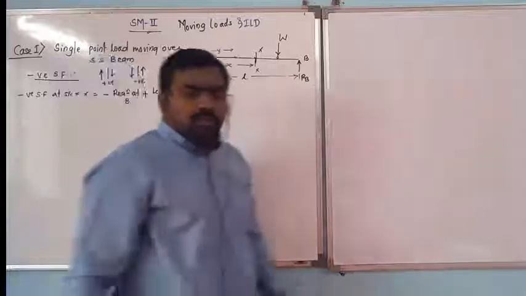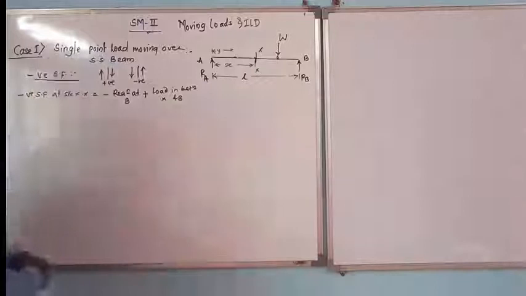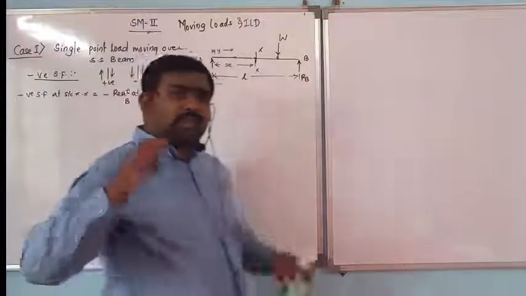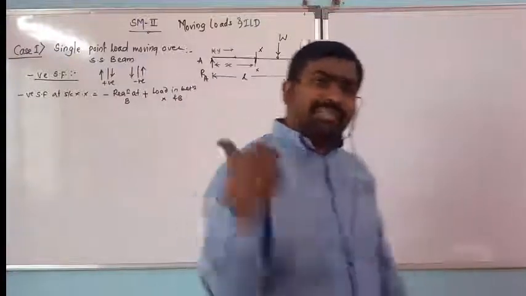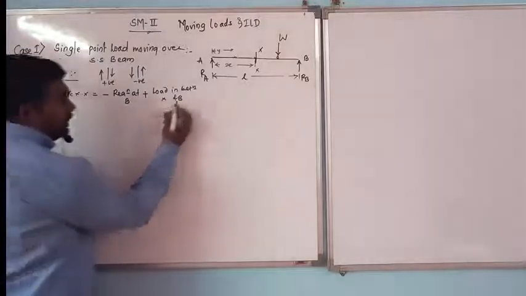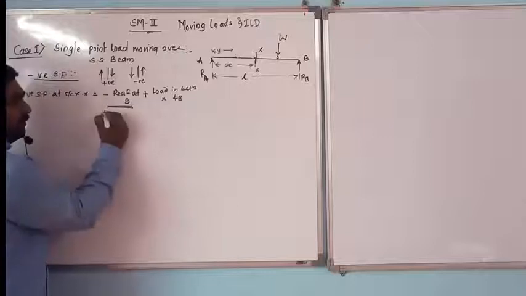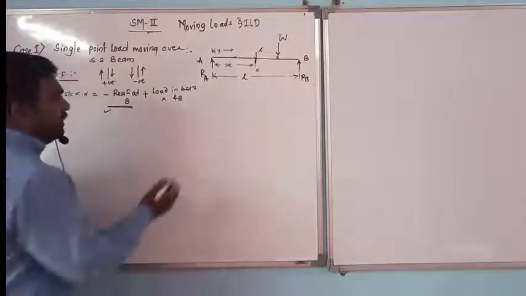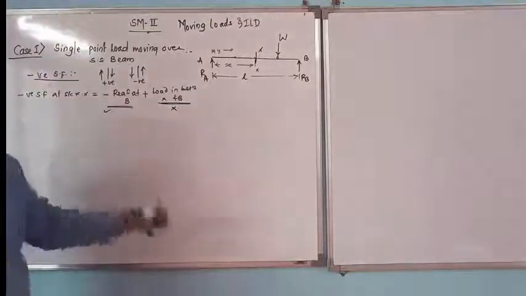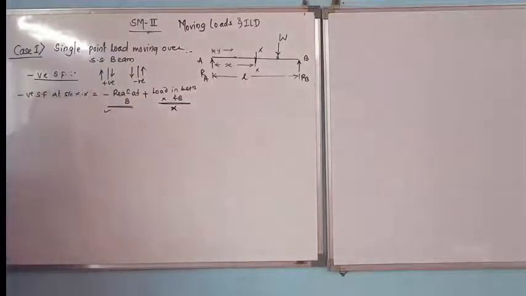Now the second thing which I want is the maximum negative shear force. I need to go for this negative shear force, not only the negative shear force. I want to know where the maximum negative shear force is, when the maximum negative shear force will act. So to get the maximum negative shear force, since I want the negative value, I will keep this, that is reaction at B. But I need to neglect this, that is load in between X and B. I am going to neglect that.